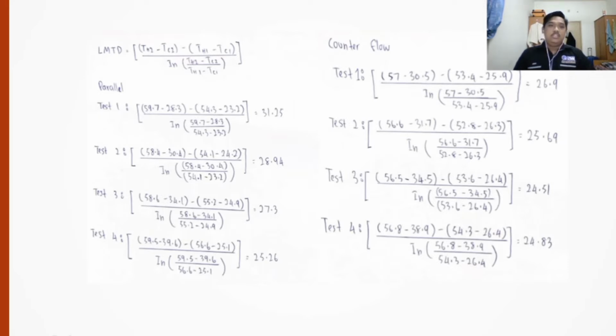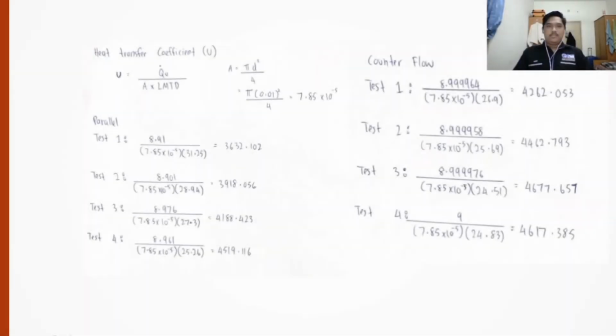For the LMTD, we need to use the formula TH2 minus TC2, then minus TH1 minus TC1, over ln of TH2 minus TC2 over TH1 minus TC1. Then we insert the data into the formula to find the LMTD for test 1 to test 4 for parallel flow and counter flow.